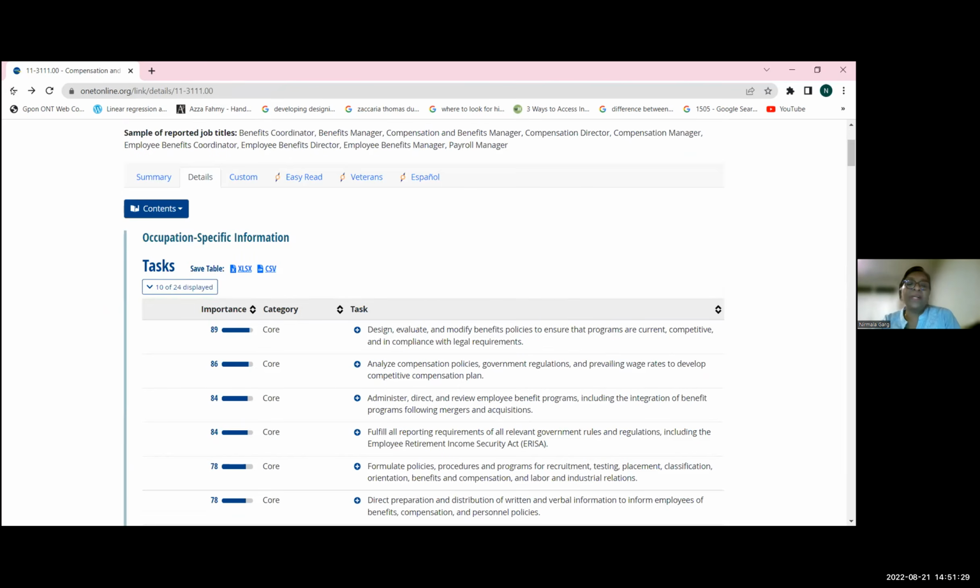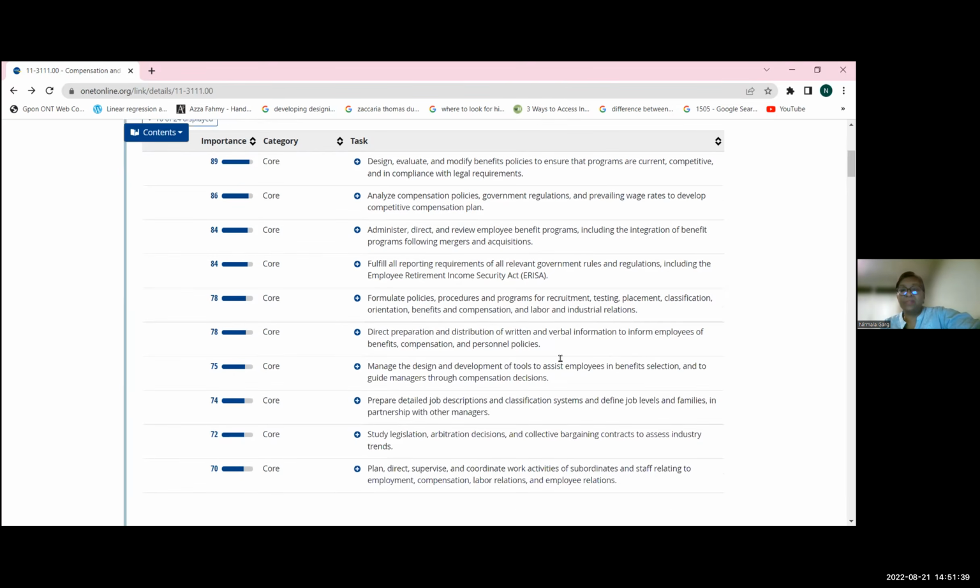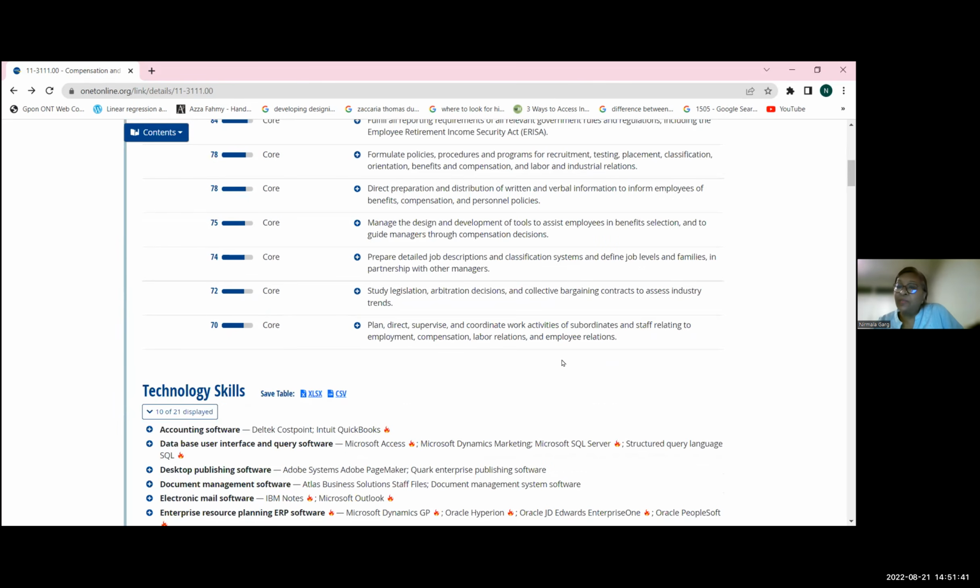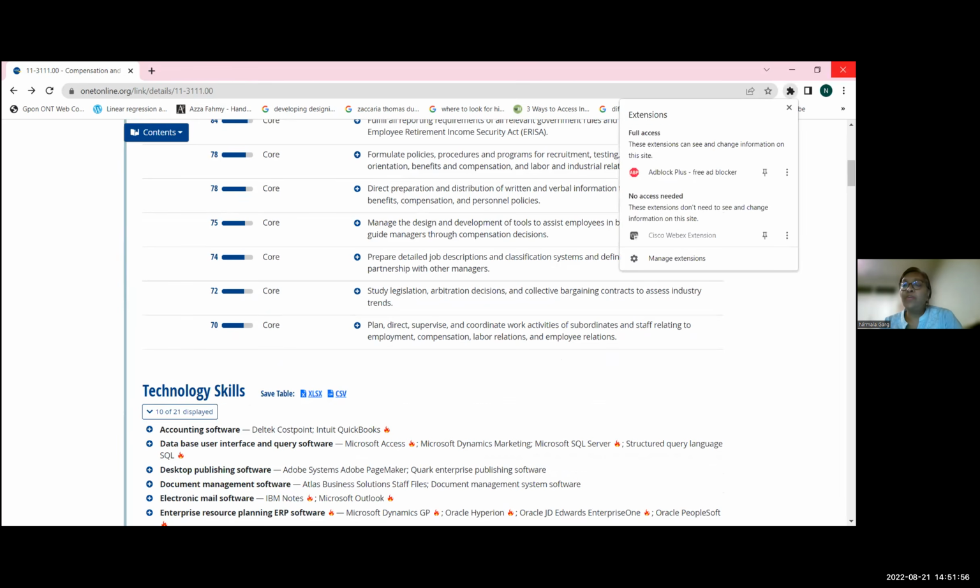So you can also get a detailed job description, the list of tasks written here, design, evaluate, modify, benefit policies to ensure that programs are current, complete. So you can see a list of all this. Now, what is the advantage of using this ONET job description? You can actually get a job description of any skill set, any job from this ONET. And now once you have this, you can actually then use Google Forms.